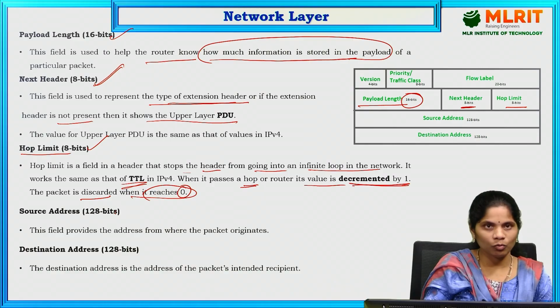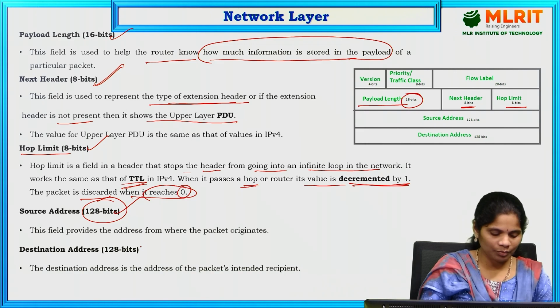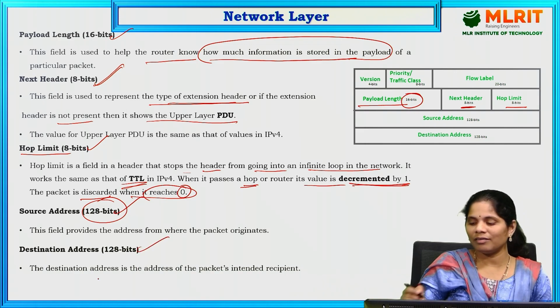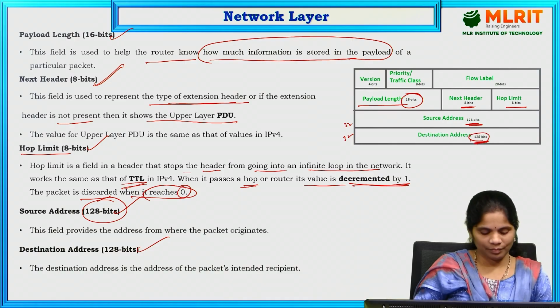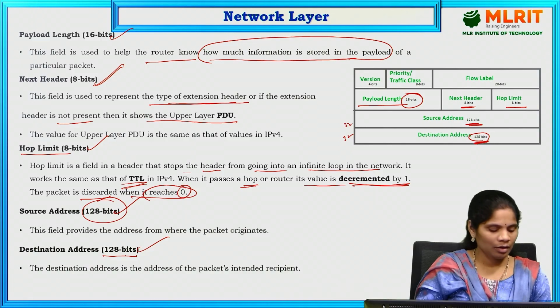And coming to source address, that is 128 bits. The field mainly tells the address of the source. Destination address is also 128 bits. In IPv4 it was only 32 bits. And coming to IPv6, this is the hexadecimal length, that's why it is 128 bits. This is the destination address.